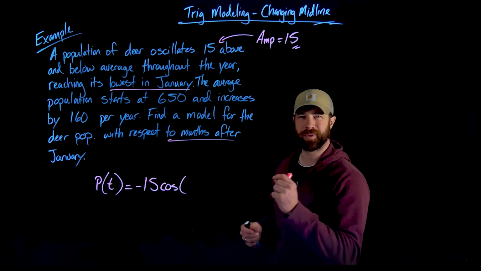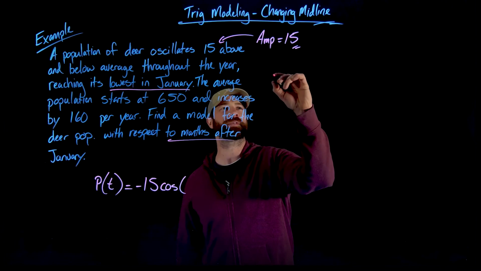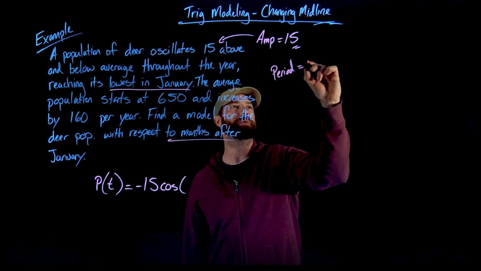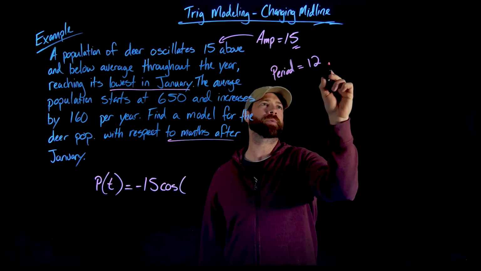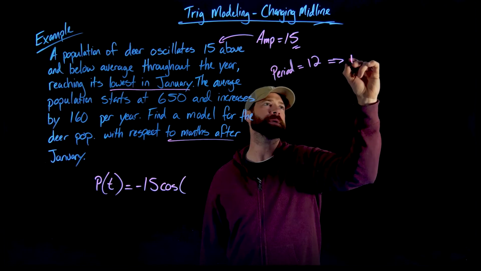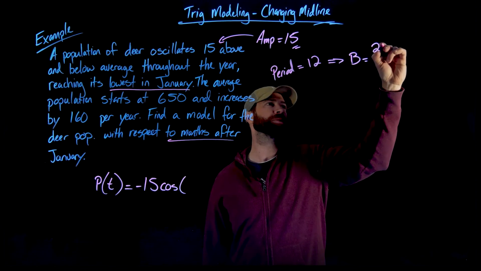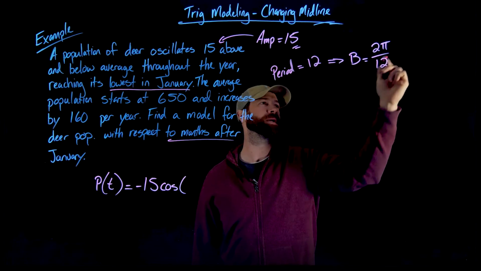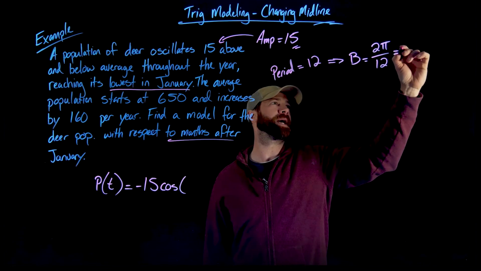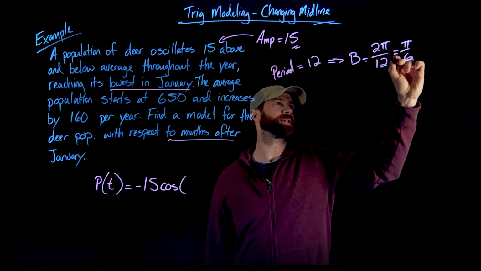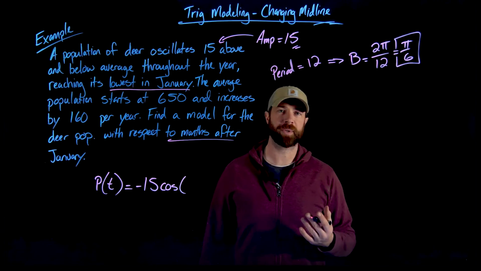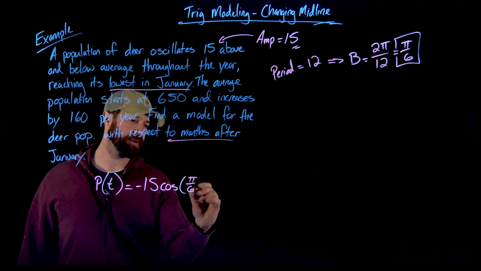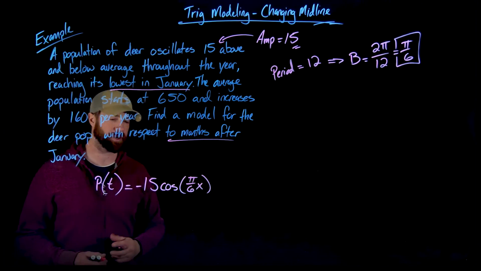Our input values are months. So in terms of months, 1 year would be 12. And we know the relationship between period and the b can be found by this 2 pi divided by 12. So divided by our period, and our b can reduce down to pi over 6. So what that gives me is this model so far. We have pi over 6x inside of our cosine function.